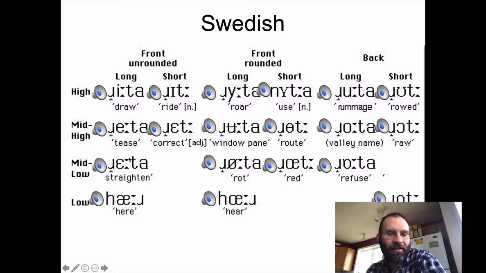Rita, reta, räta, här, ritt, rätt, ryta, ruta, röta, hör, nytta, rött, rött, rota, råta, rata, rot, rått, ratt.